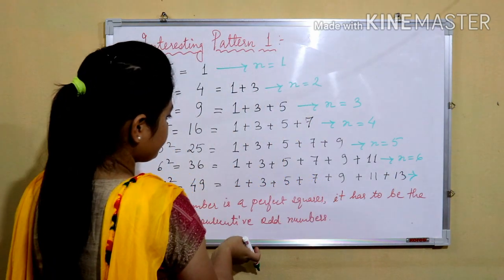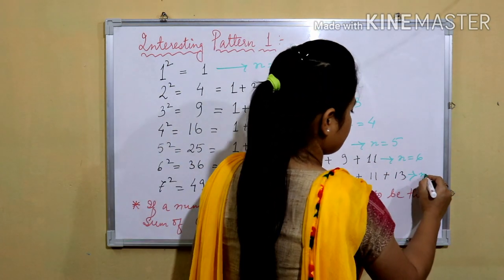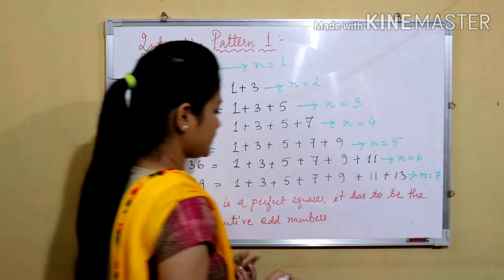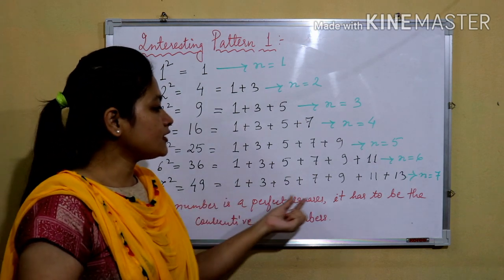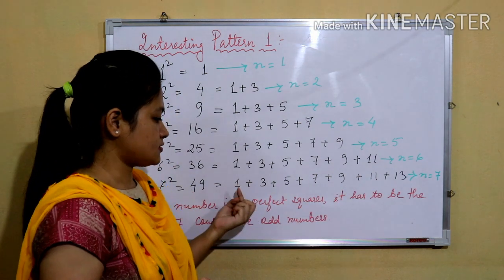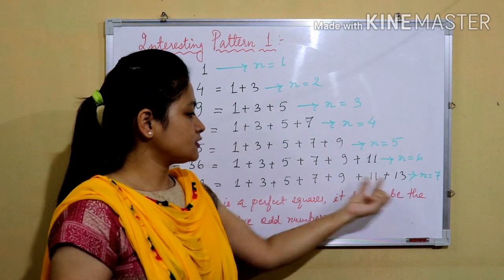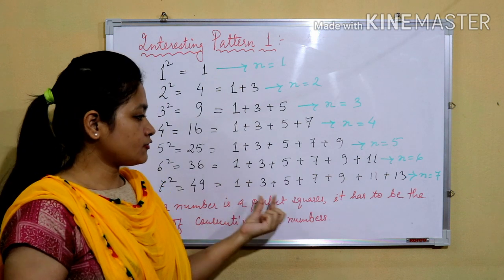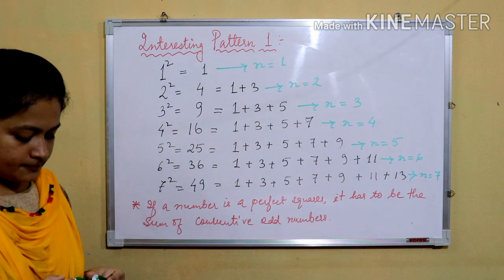In this case, 1, 2, 3, 4, 5, 6, 7. In this case it is 7. That means 7 square gives us 49. And if you add the first 7 consecutive odd numbers, you will be getting 49, which is a perfect square number.